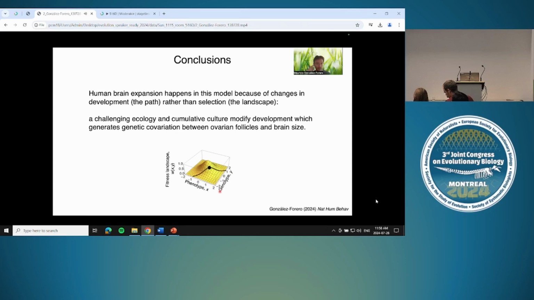So in a sense, the reason that the brain size expands is that it's essentially a byproduct of selection for ovarian follicles. That matches the notion of Gould and Lewontin of a spandrel. Essentially, the brain here is just a byproduct of selection for something else.